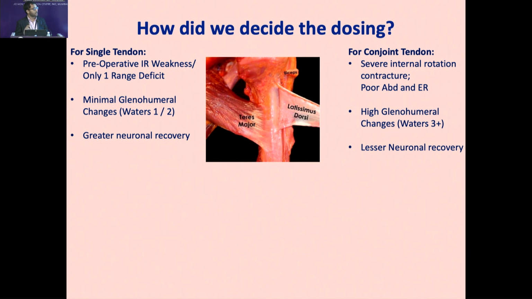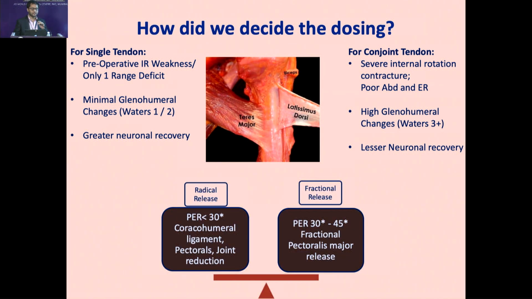We decided on doing a conjoint tendon transfer when there was severe internal rotation contracture, when there was poor abduction and external rotation range, which is both range deficits, and when there was radiologically a higher glenohumeral joint subluxation or dislocation, and when there was lesser neuronal recovery.